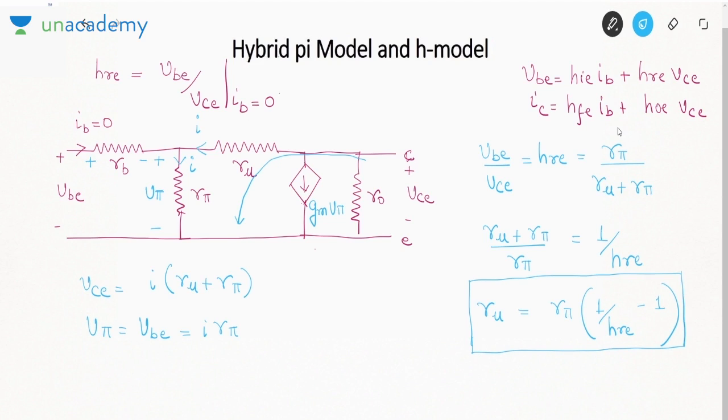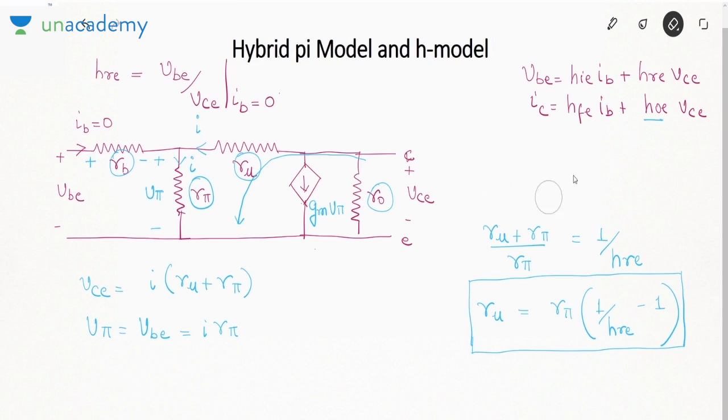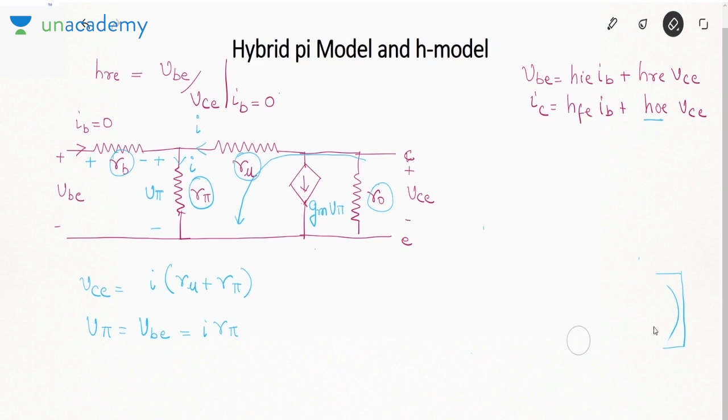Okay. The last resistance that is remaining: we know R pi, we have computed R mu, we have computed RB, we need R naught. For R naught, I will make use of this parameter HOE. So I am removing this computation and I'll redo it for the next parameter. What I am trying to do is relate the hybrid model with the Giacoletto model.